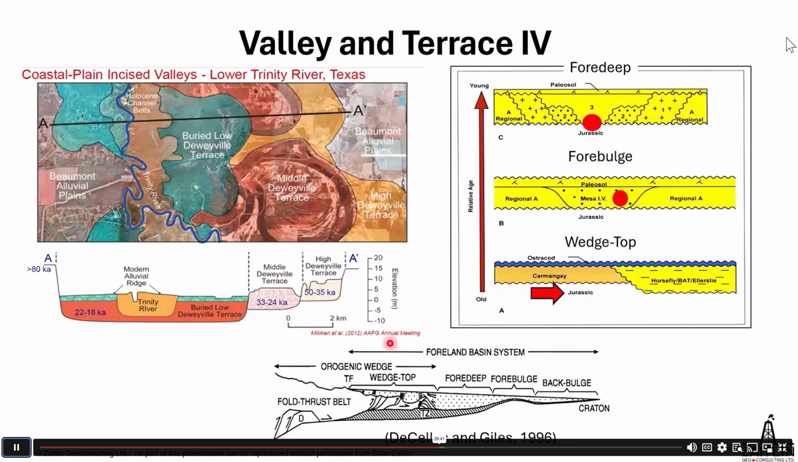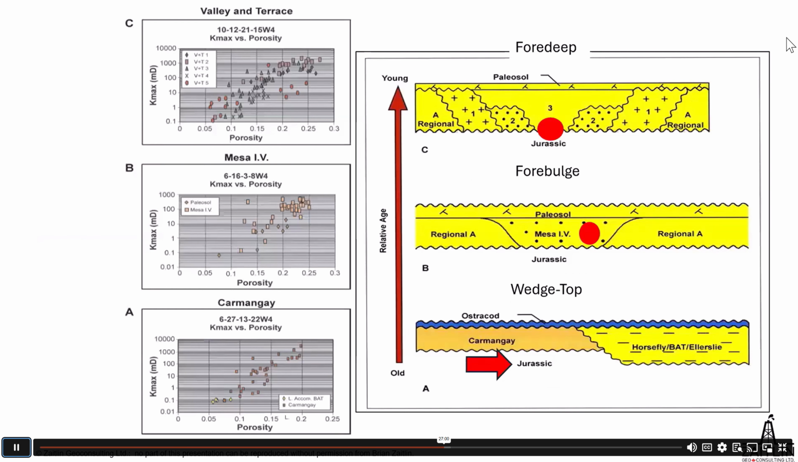And to the west, where we had the Carmigay deposits located here, those would be associated with the wedge top deposits. So going back to the foreland basin example, we're starting to see that there's a change in channel systems depending on what type of unit you're taking a look at. If we would then take a look and see what was happening in terms of reservoir quality associated with those different units, we could see that depending on where you were, there'd be significant differences in the reservoir quality in the core analysis that you were taking a look at.